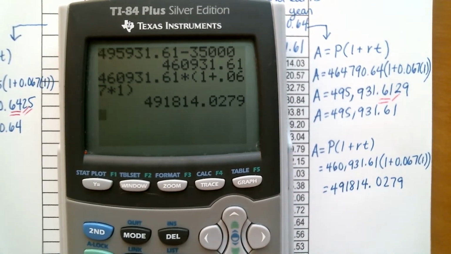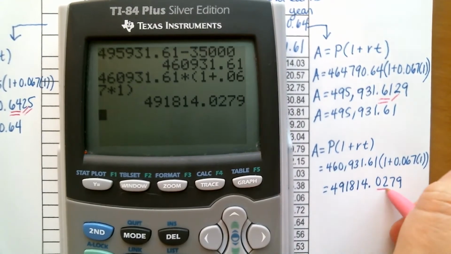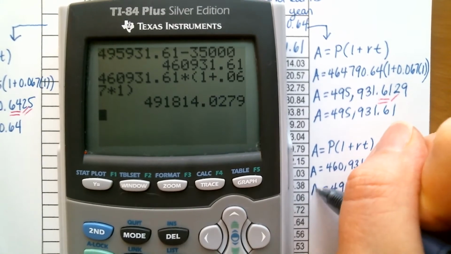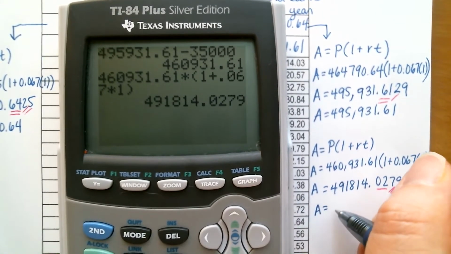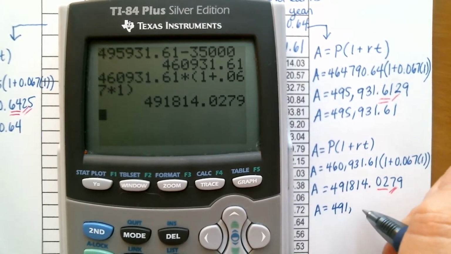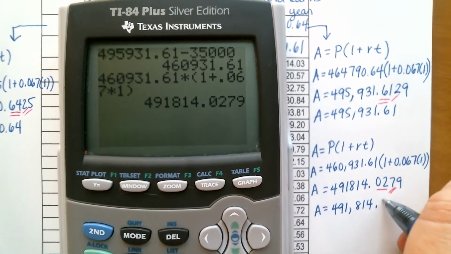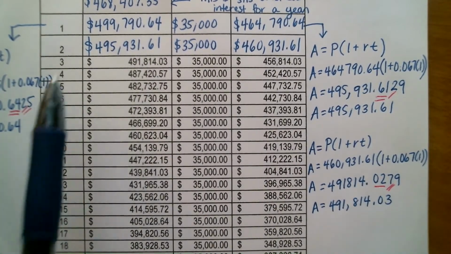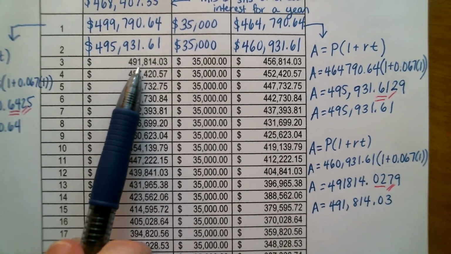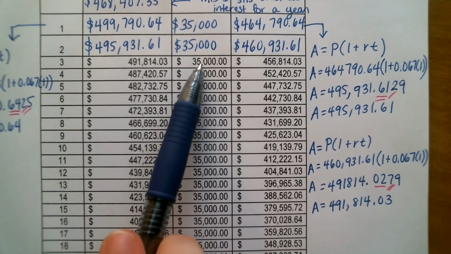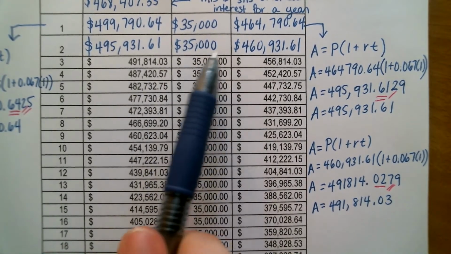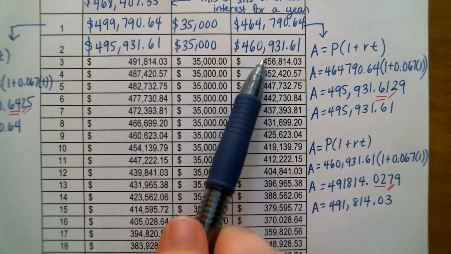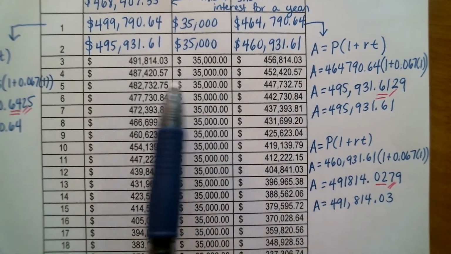If we round it to the nearest cent, we've got 2 cents. There's a 7 after, so we need to bump it up to 3 cents. So when it's time to make the third payment, the account has $491,814.03, and that is exactly this number. Then you would take this number and make the third payment of $35,000. This is how much would be left if you did this minus this to get this. Then this money would sit in there for a year and earn interest.